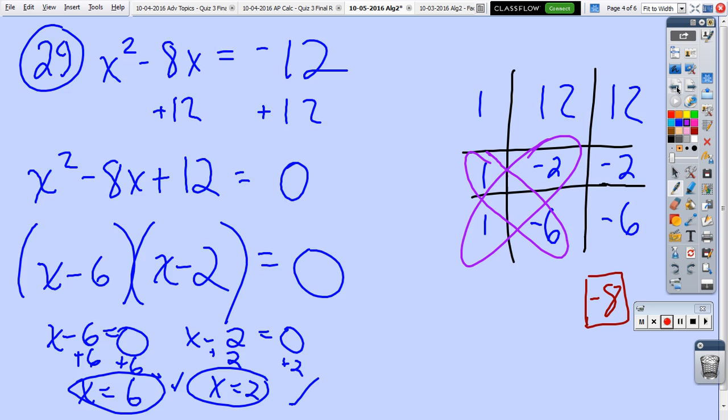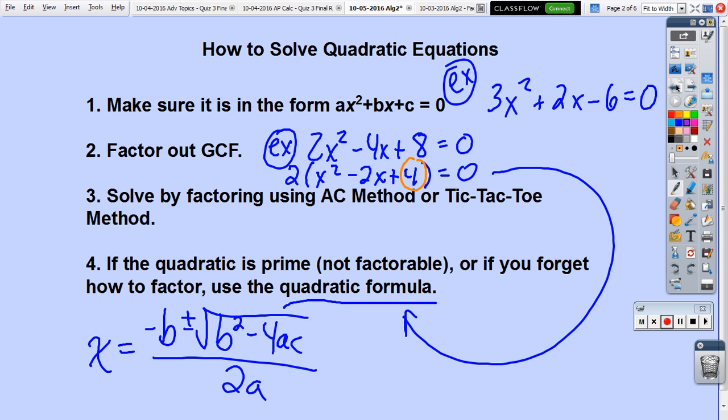This is why the second step, before you even try to factor, is always factor out the greatest common factor. Always do that. It makes it more simple. It makes it not as big. For example, here, even though it ended up being prime, this was easier to look at and deal with than this was. So we factored out a 2. That's why we did that.